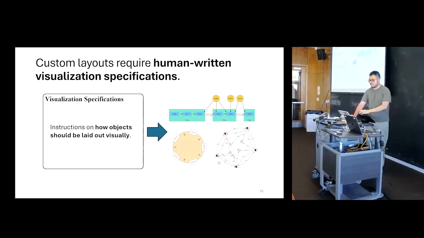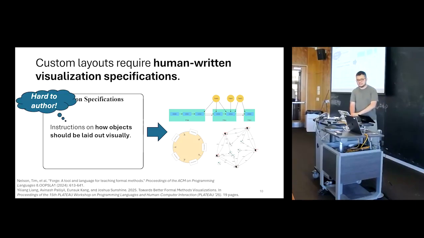In general, if we summarize what these custom visualization tools do, they require human-written visualization specifications that spell out detailed instructions on how the objects should be laid out visually. The problem is that such visualization specifications can be difficult to write, and this is something that prior work and other stakeholders have complained about, that it can be very time-consuming to get the right visualization specification.